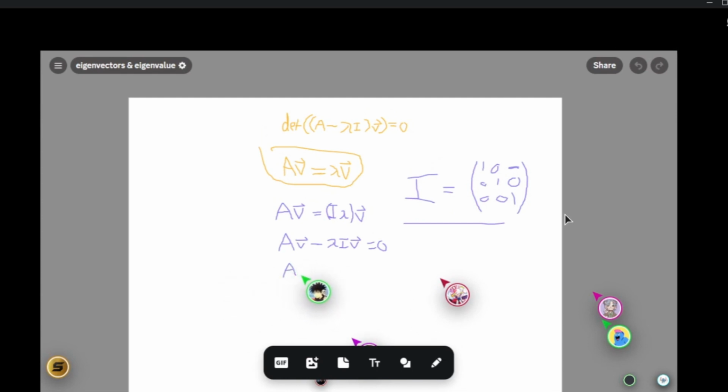So now with this part, what we can do is factor out the vector. It's more important.